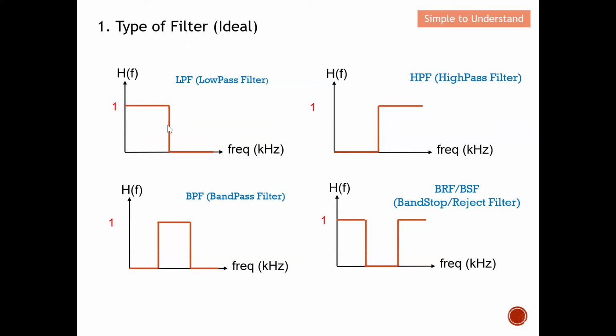Again, from here you can see that this form is actually a low pass filter. This form is actually a high pass filter. This form is actually a band pass filter. This form is actually a band stop filter. So before I continue to give you an example, how can we actually understand better based on these four types of filter?